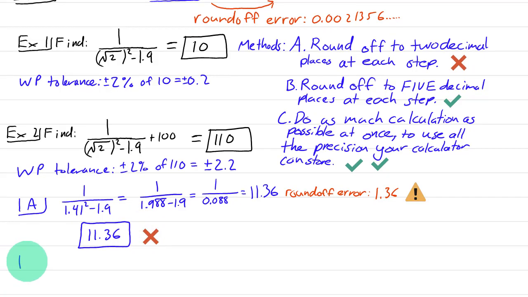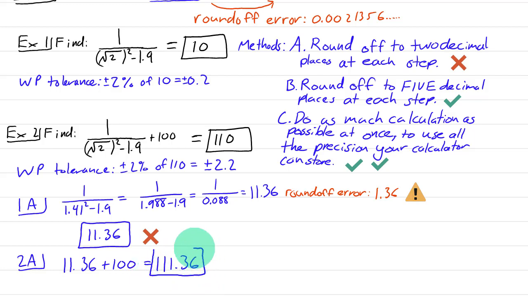And then if you do example 2 here using method A, you're going to do all this calculation the same way, but then add 100. 11.36 plus 100 is going to be 111.36. Now, if you put that in the box, that is within 2.2 of 110. So WileyPlus would actually mark this right.